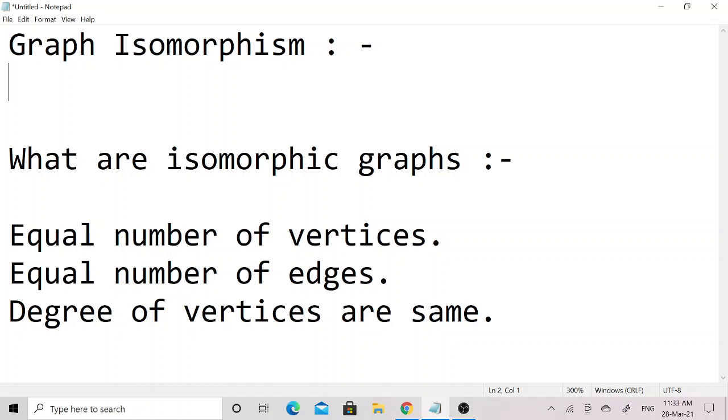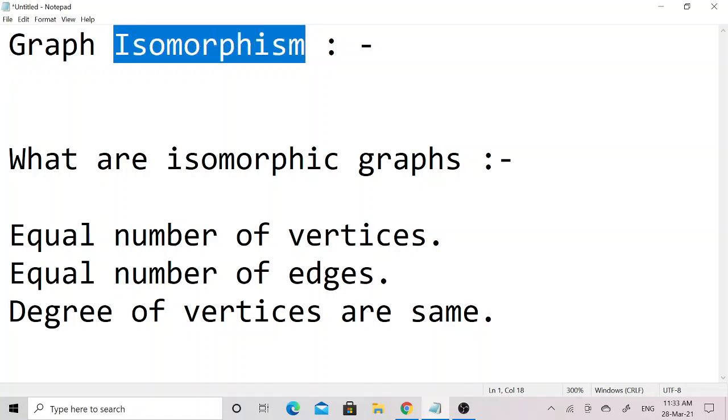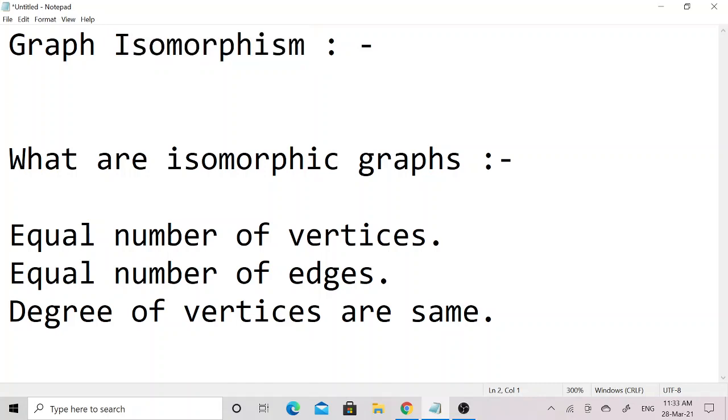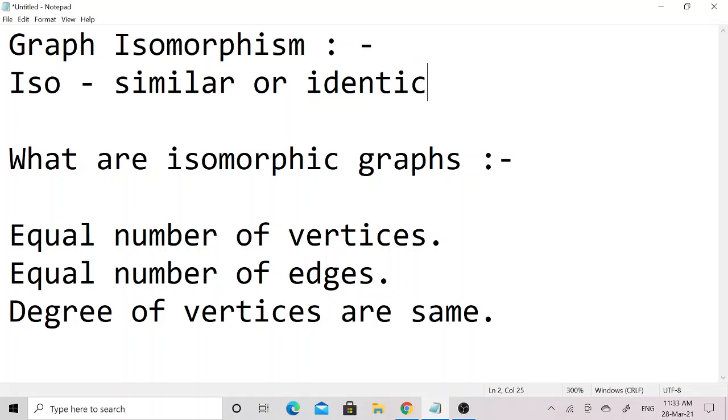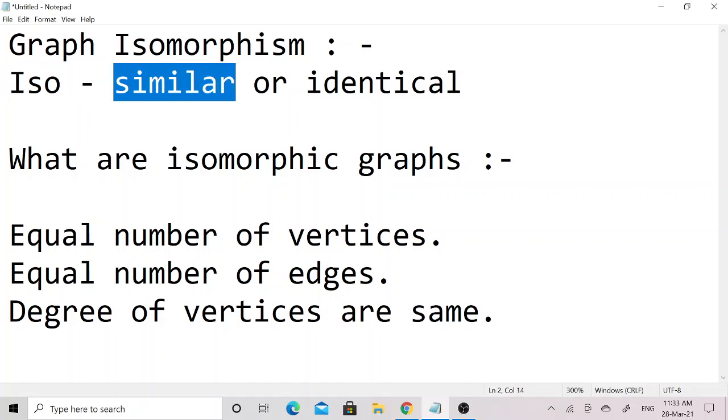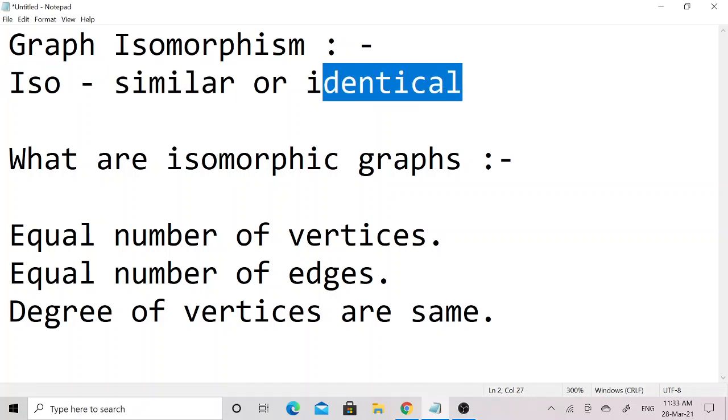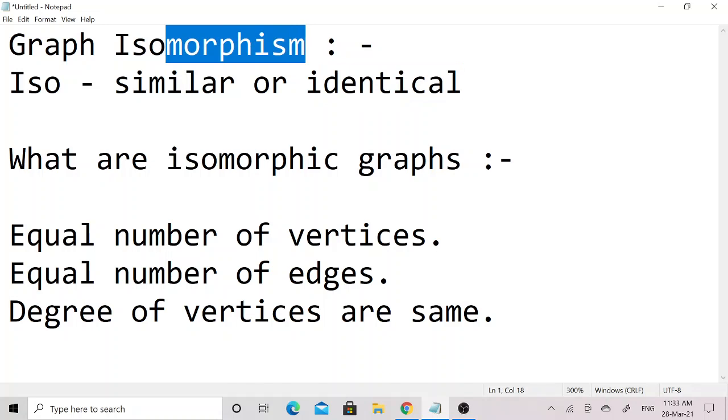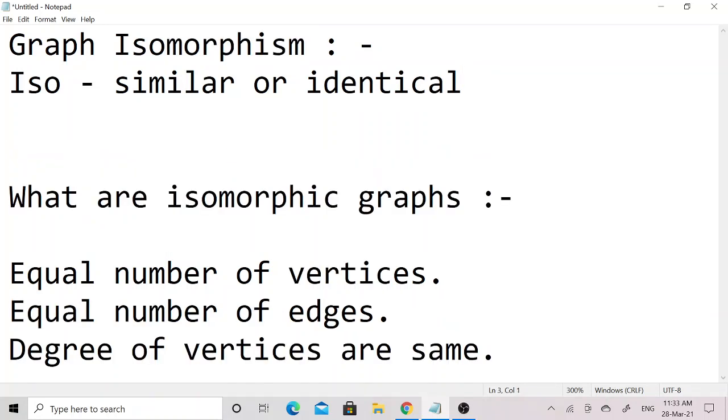Here we will see the concept graph isomorphism. First we will concentrate on the word isomorphism. What is meant by isomorphism? Iso means similar or identical. Here the word iso means similar or identical. And what is morphism? The word morphism arrives from the Latin word morphos, which means structure.